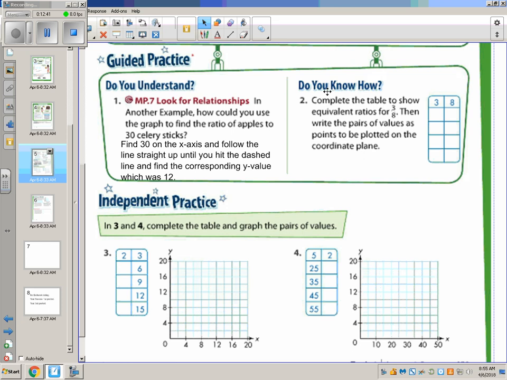On the number 2, it says, do you know how? Complete the table to show equivalent ratios for 3/8. Then write the pairs of values as points to be plotted on the coordinate grid. So this side is going to go up by 3s. This side is going to go up by 8s. So if I'm going up by 3s, and I'm writing with my mouse, so this is probably going to be sloppy, we're going to have 3, 6, 9. Whoa, that's really bad. Let's try that again. 9, 12, and 15.